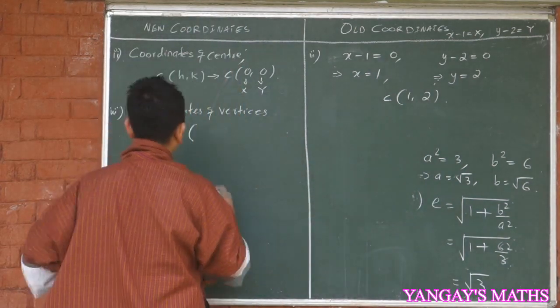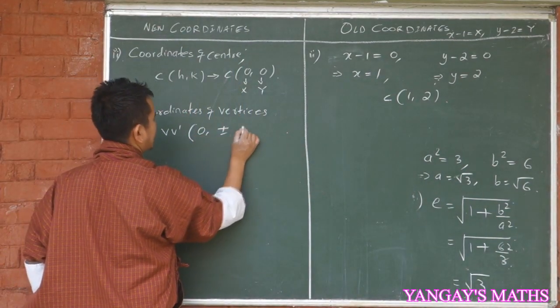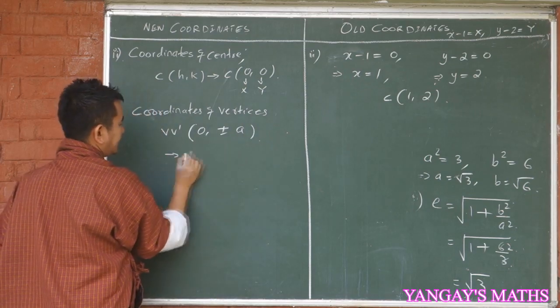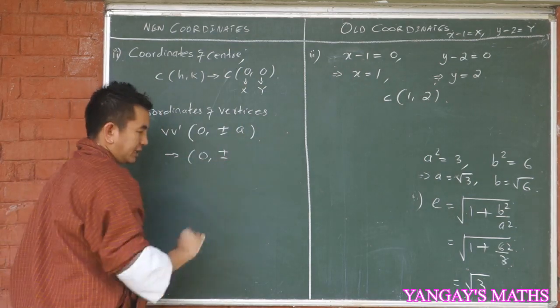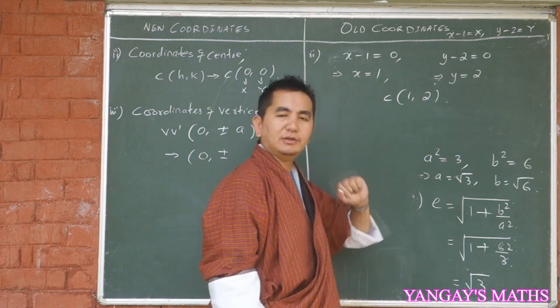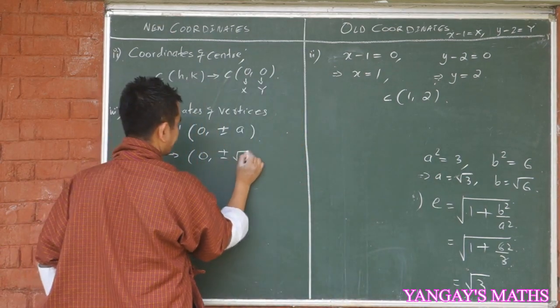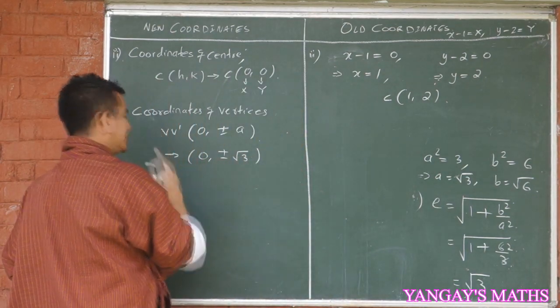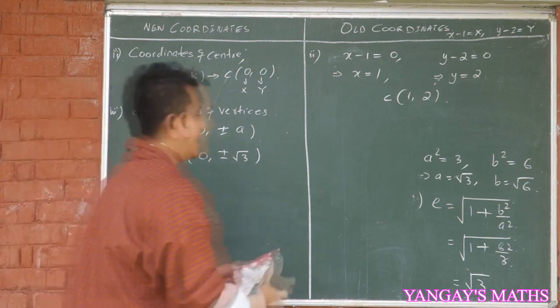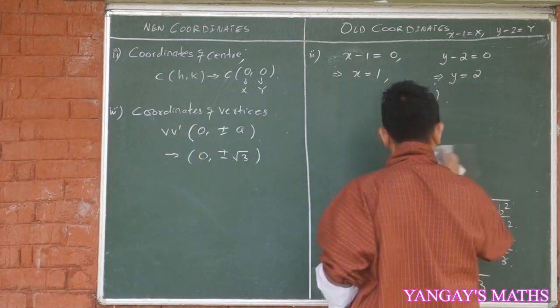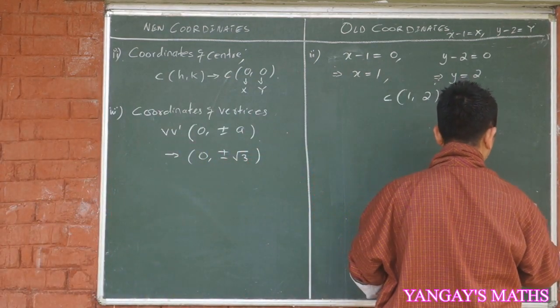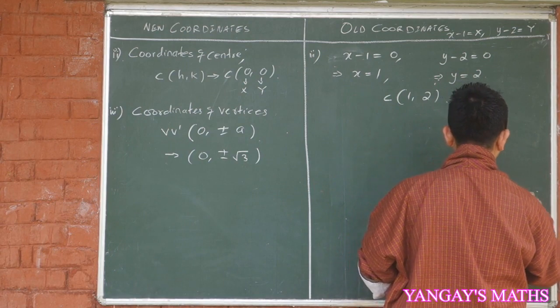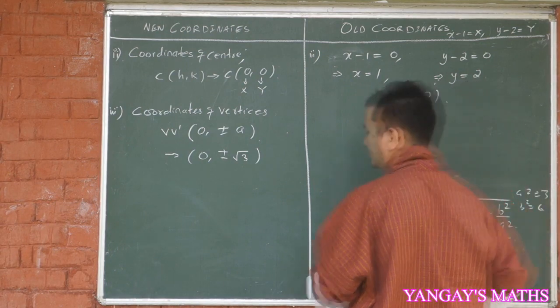So this will be 0 comma plus or minus a. What's the a value? A value is equal to root 3. This is the capital X value, this is the capital Y value, so substitute there. Now, b is equal to root 6, okay? Don't forget. B squared is 6, A squared is equal to 3. I need this value.